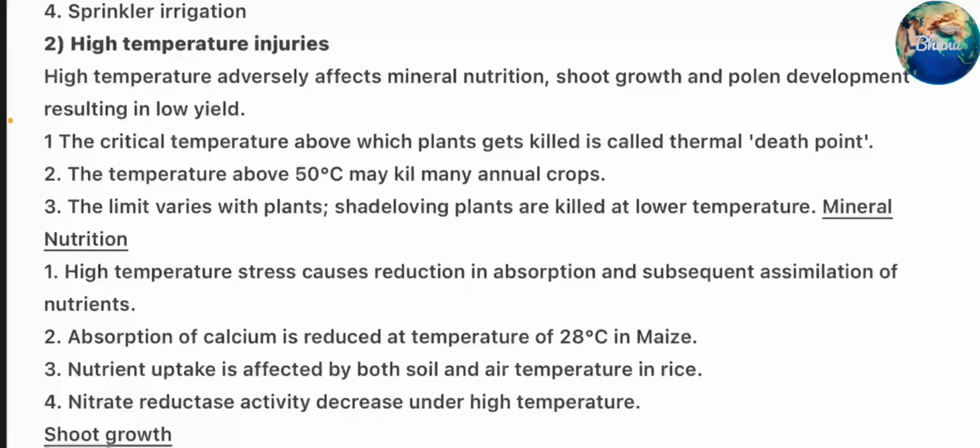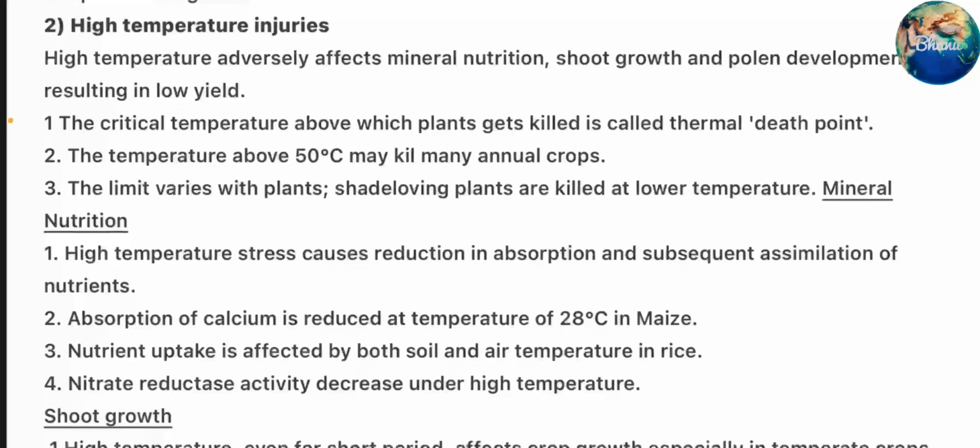High temperature injuries. High temperature adversely affects the mineral nutrition, shoot growth, and pollen development, resulting in low yield. The critical temperature above which plants get killed is called the thermal death point. A temperature above 50 degrees centigrade may kill many annual crops. The limit varies with plants. Shade-loving plants are killed at lower temperature.